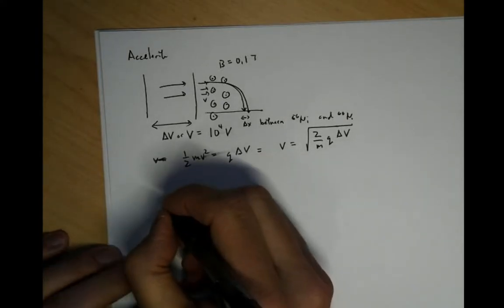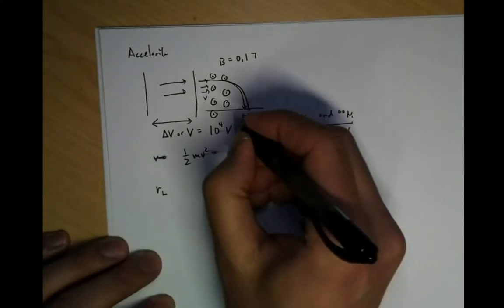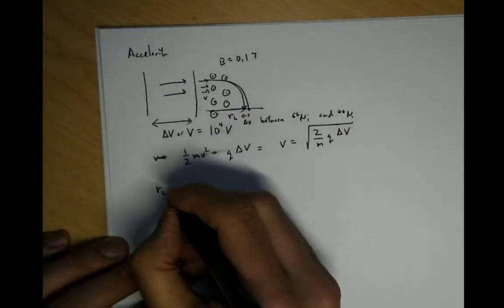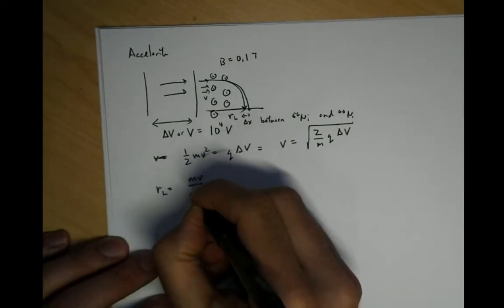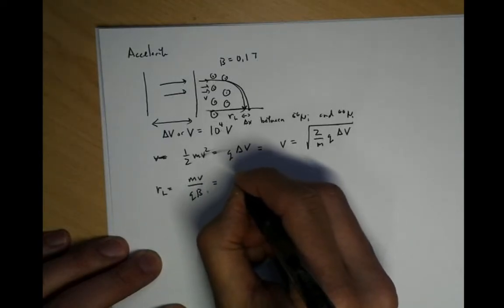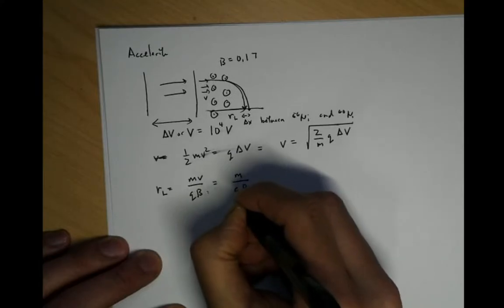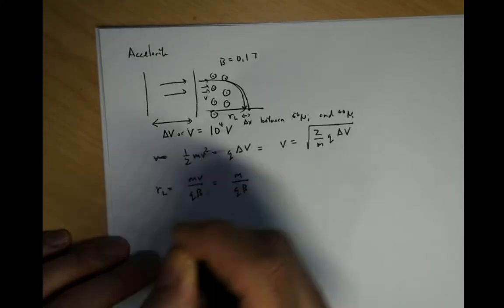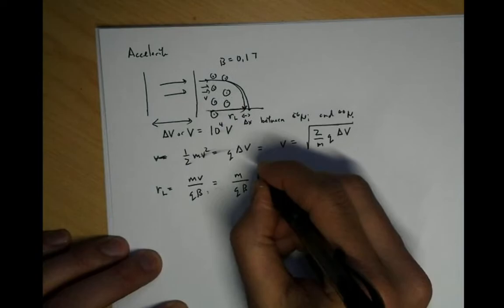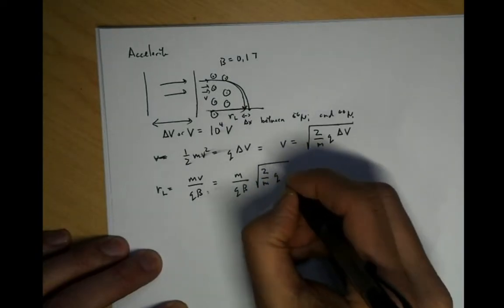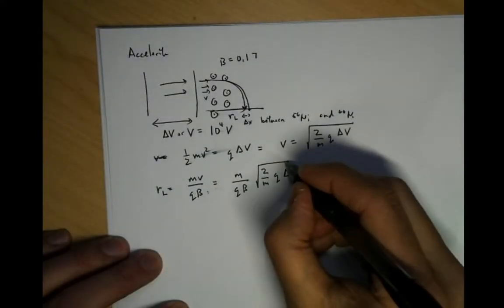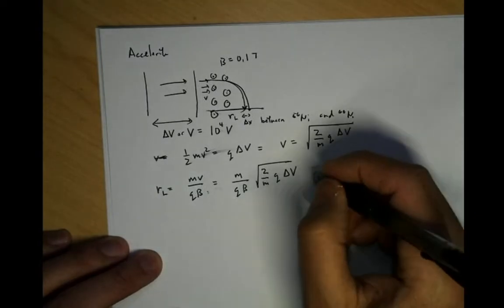Now, next thing, let's get the Larmor radius, R_L. You can imagine this separation here is the difference in the two Larmor radii of the two. This is equal to mv over qB, and I know what v was, so we just plug that in. So let's write this thing. This is m over qB. Q for both is the same, it's basically 28 times 1.6 times 10 to the minus 19, times the velocity here, the square root of 2 over m q delta V. Delta V is 10,000, which is what we said earlier.